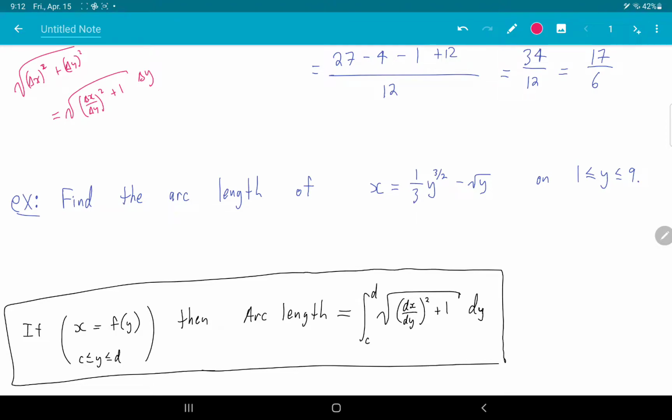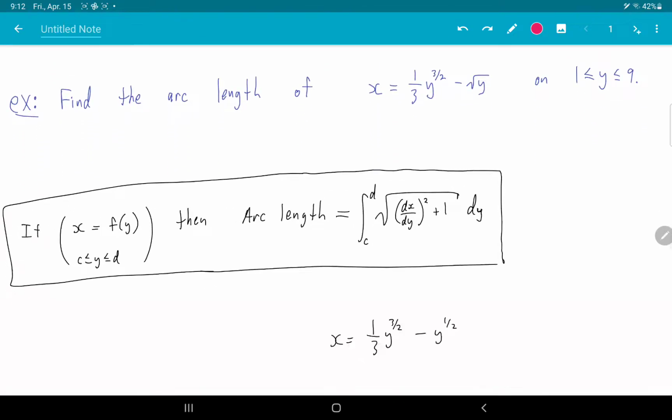So pause and copy this rectangle. If x is given in terms of y, as it is here, you can use a very similar formula to find your arc length. Okay, let's go ahead and do that.